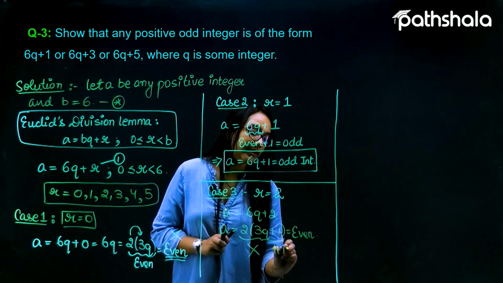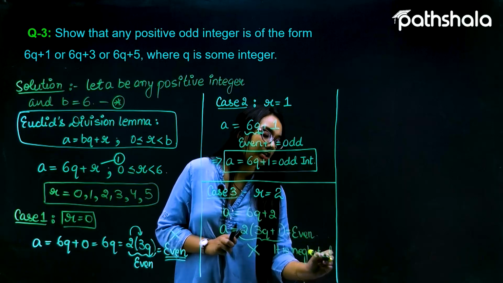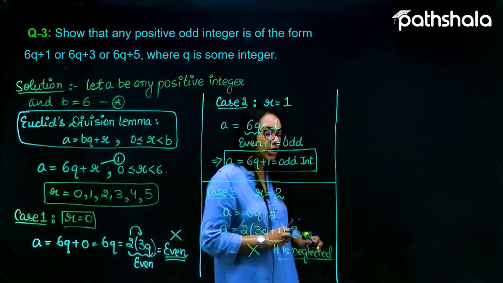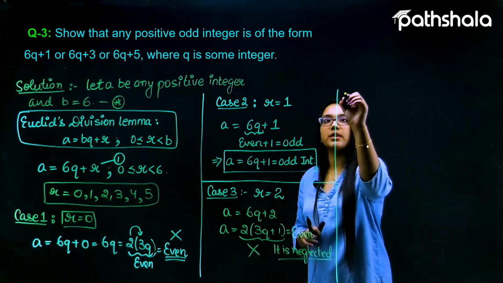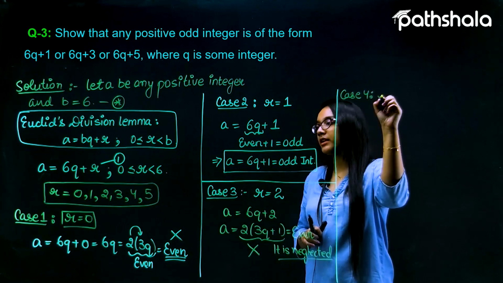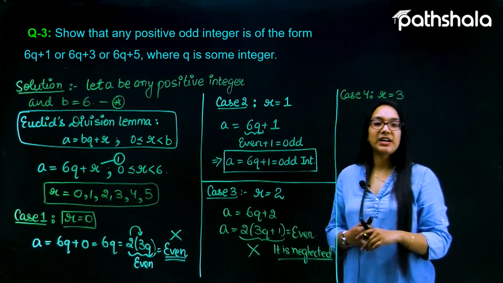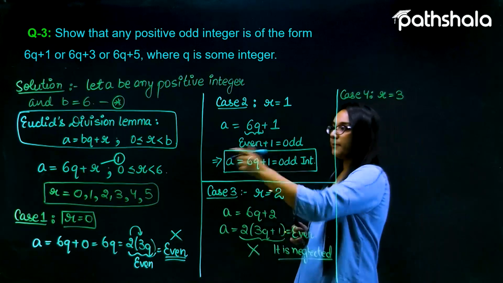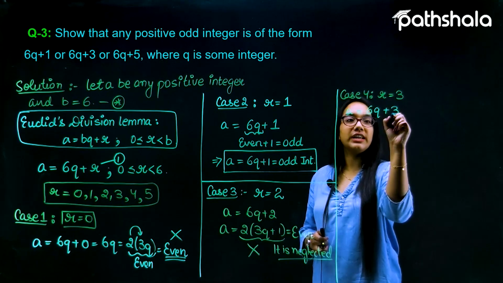It is neglected. Why so? Because we just wanted to find an odd integer rather than an even integer. So this case is totally neglected. Let's move on further toward case number 4. So case number 4 will be like remainder is equal to 3. When we substitute remainder r is equal to 3, we get a is equal to 6q plus 3.